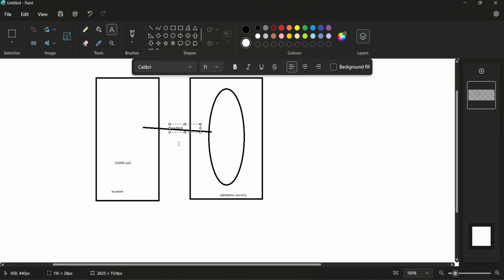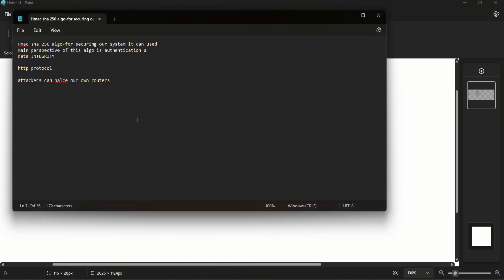So I can use the HMAC SHA-256 algorithm to avoid data tampering. It is mainly used for avoiding data tampering. It does basically two things: authentication and prevention of data tampering. I will explain first and then repeat it.